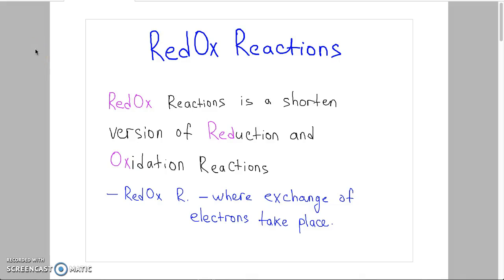It's our first video lesson of the fourth week. In this video lesson we will talk about redox reactions. Redox is a shortened version of reduction and oxidation. This means that redox reactions are the reduction and oxidation reactions. Redox reactions are reactions where exchange of electrons takes place.